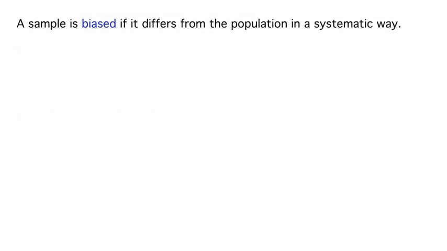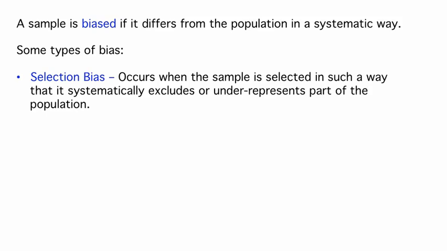If a sample is not representative, it can introduce bias into our results. We say that a sample is biased if it differs from its corresponding population in a systematic way. This can result in statistics that are consistently too large or too small. Bias can occur because of the way the sample was selected, or because of the way the data were collected from the sample. If the sample was selected in such a way that we miss or underrepresent part of the population, we have selection bias.